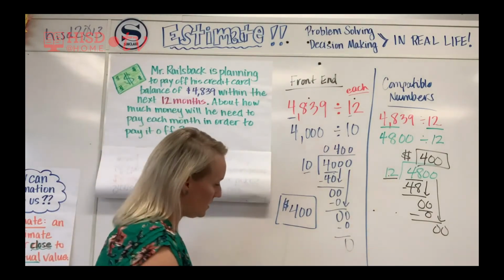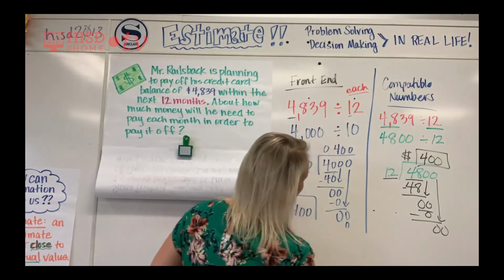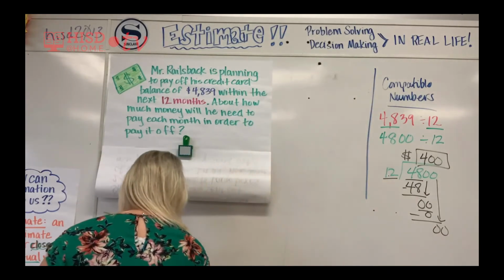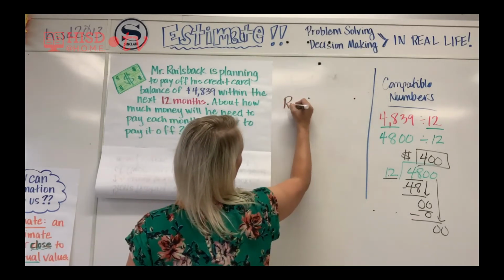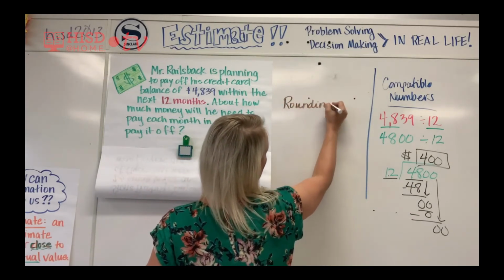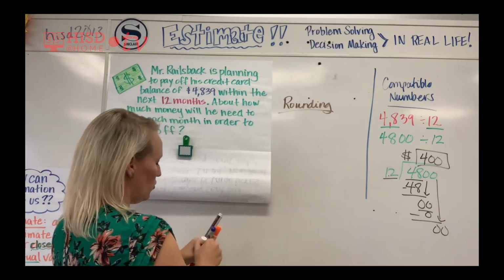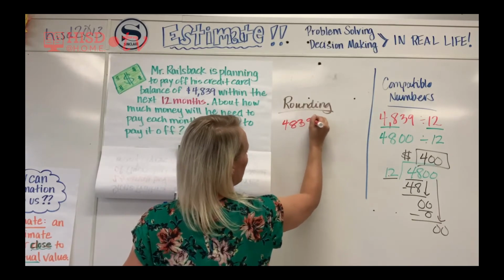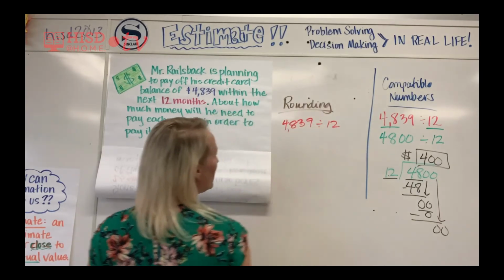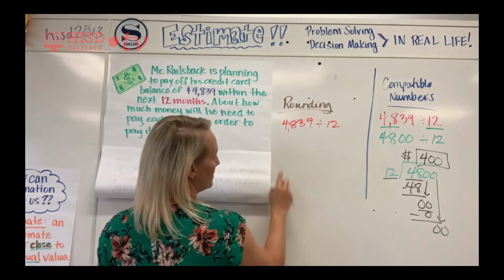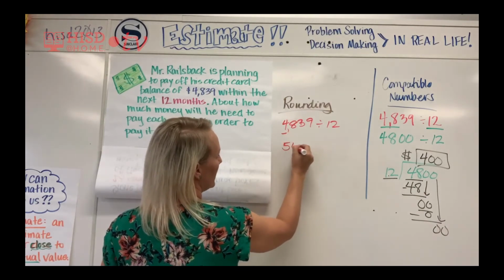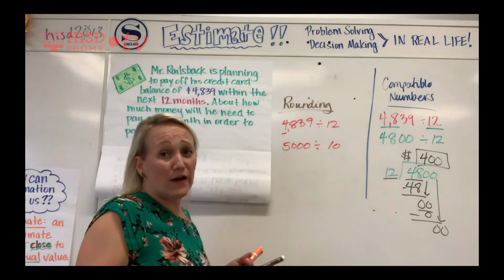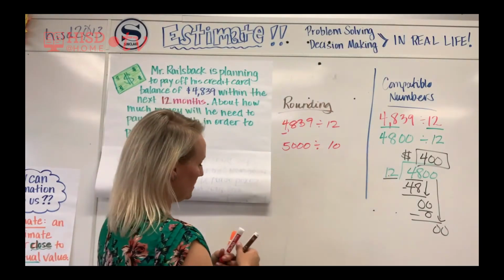And then if you used, let me erase a little bit of this, if you used rounding as your third one, it would have been similar. It would have been a similar outcome. It's just whatever is comfortable for you in that moment. 4,839 divided by 12. So if you were to round this, for example, you could have rounded this all the way up to 5,000, and you could have rounded this down to 10. That's fine. That's rounding.